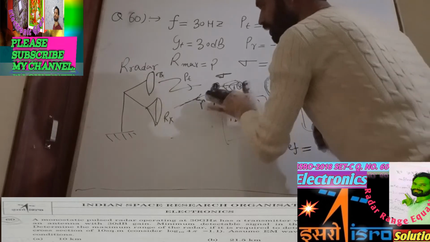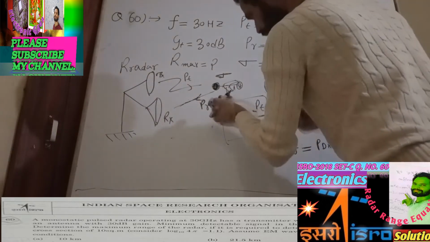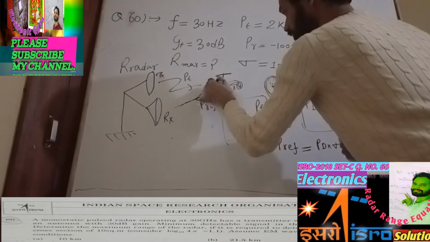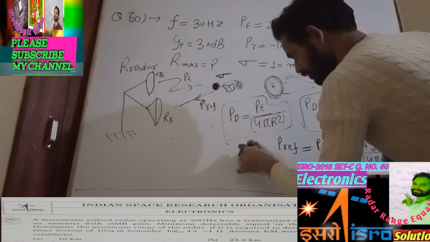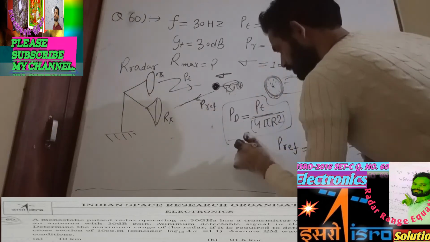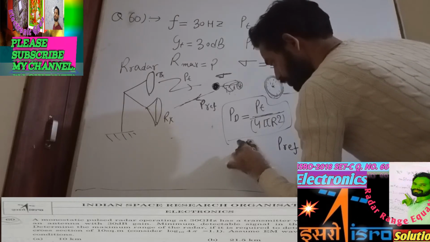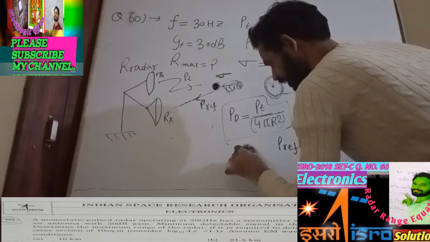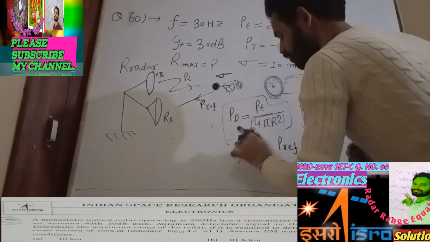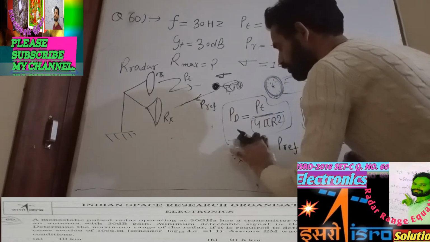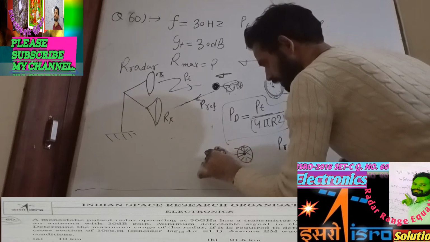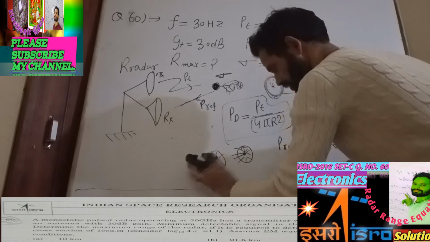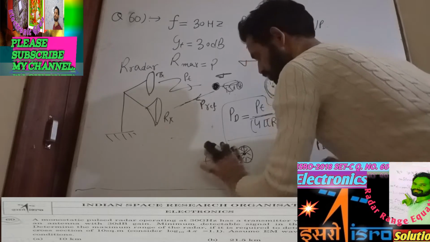Similarly, we will take the case of reflected power. Let us assume the power reflected from this target is isotropic, which means the power is radiating uniformly in all directions, just as the transmitting antenna transmits uniformly in all directions. This is just taken as a basis to understand.